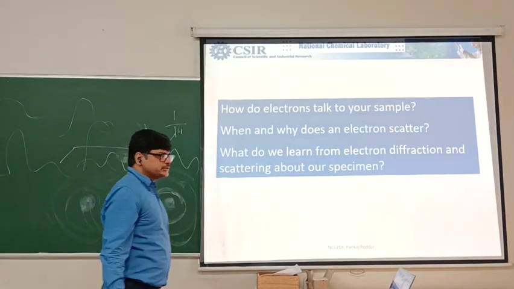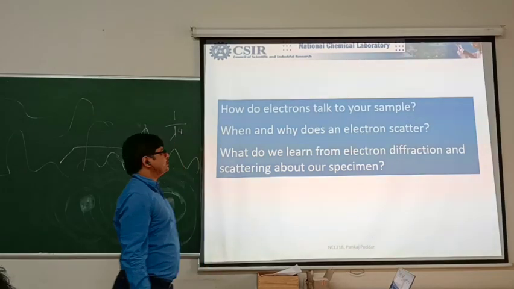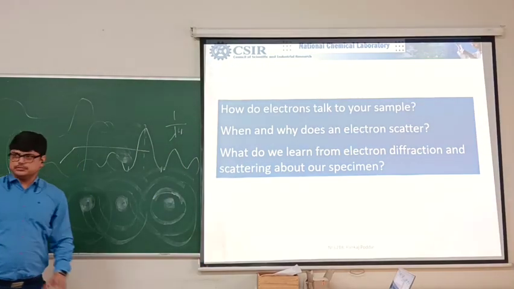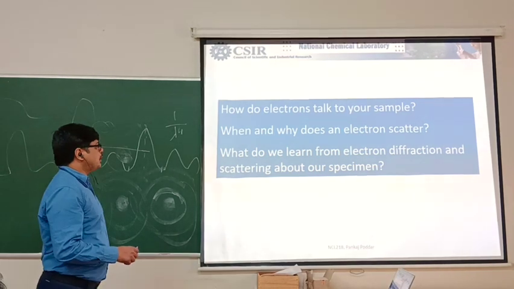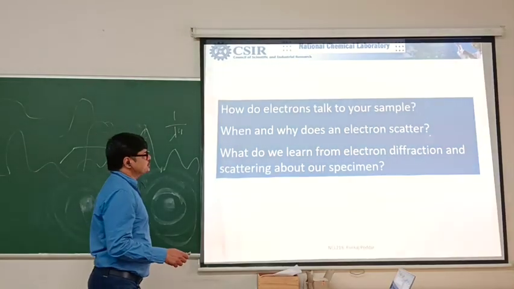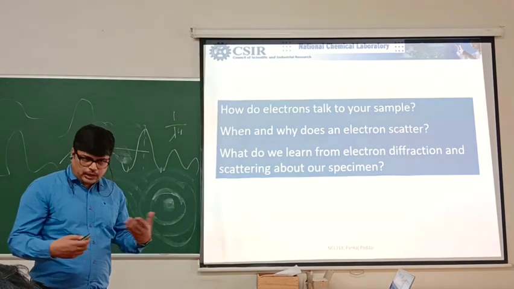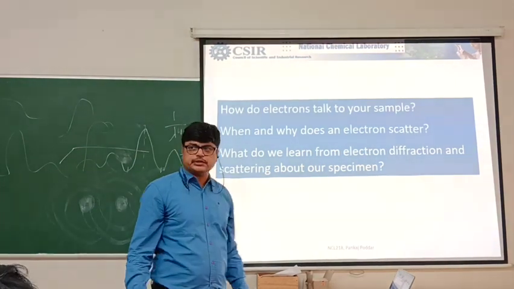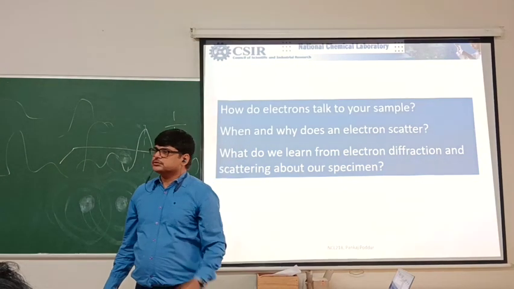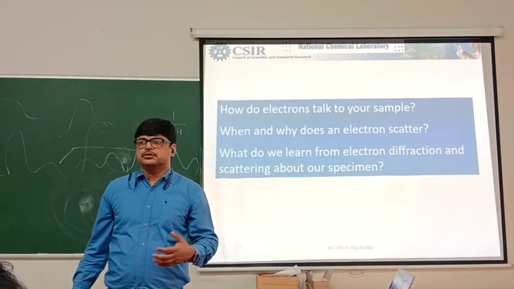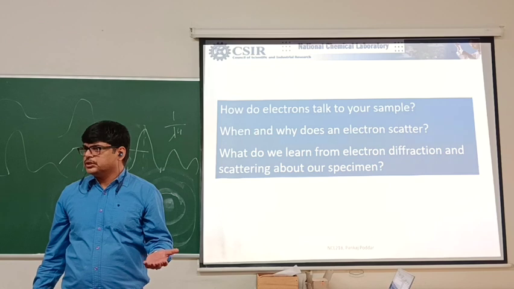But to understand all these things, how do electrons talk to your sample? We'll understand a little bit. And when and why does an electron scatter? Why should an electron scatter? We already answered that in the first class, right? Electrons scatter because of the change in the Coulombic potential, right?